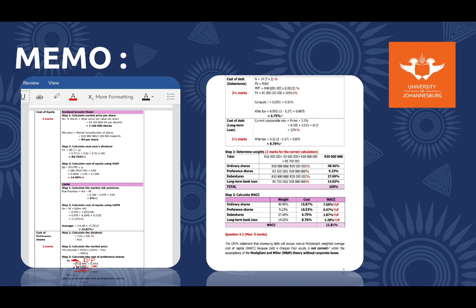Then you have your long-term debt. That's the long-term loan. So the current comparable rate is your prime plus 1.5. You add them together, and then you get your 12%, and then again you must account for tax, and then you get your answer here, right?